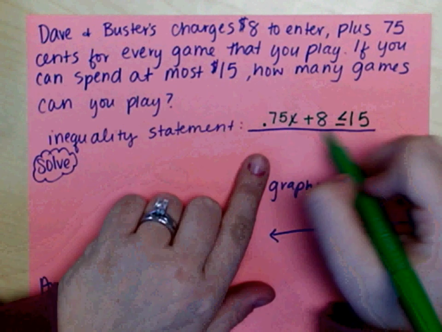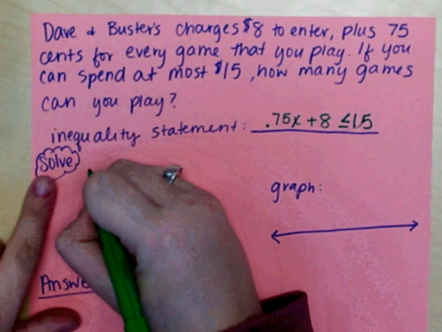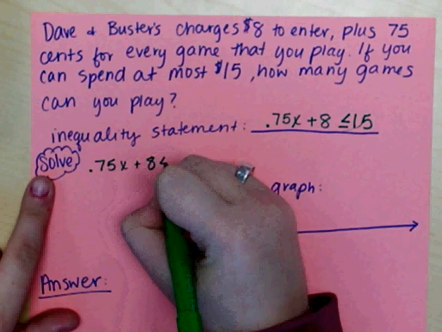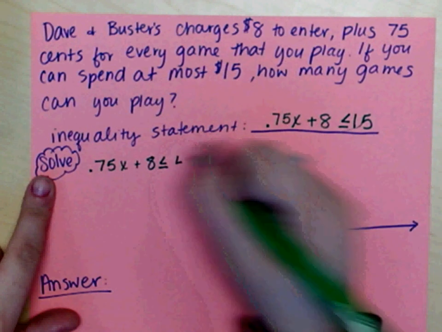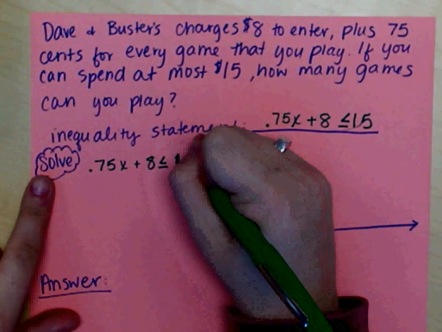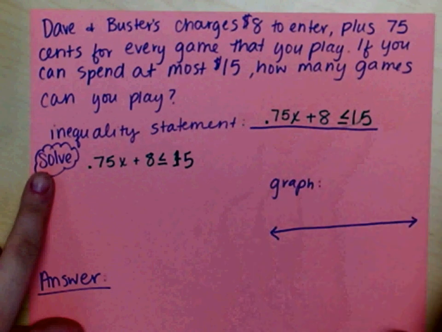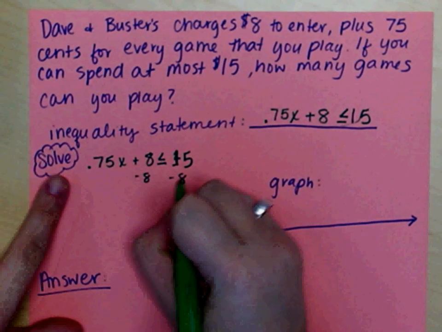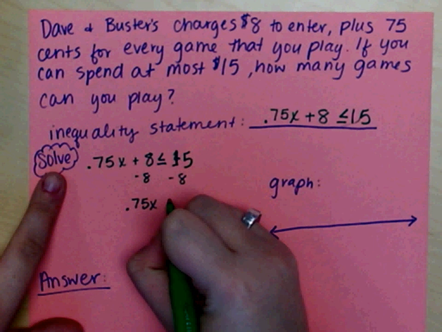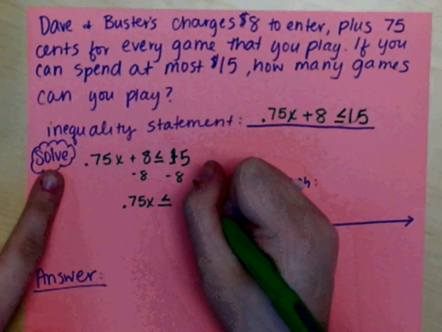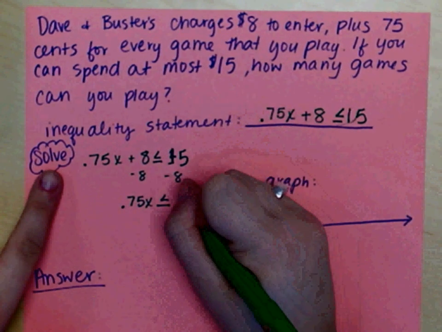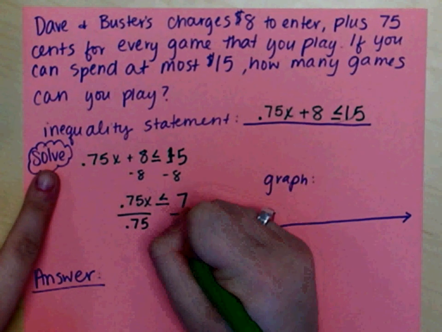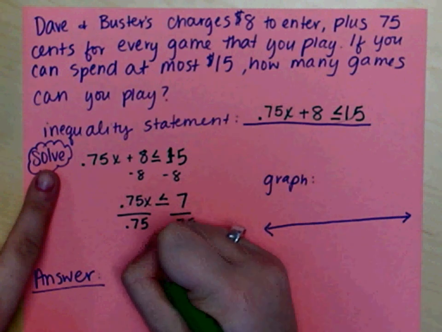So here's my inequality statement. I actually have to solve for it to figure out how many games I can play, which again is representative of x. So I'm going to work backwards here, just like we've been doing. Be very careful with everything, using all the rules and flip just in case, and solve for x. So I'm going to subtract 8 from both sides. I have 0.75x is less than or equal to 15 minus 8 is 7. Then divide by 0.75 on both sides. That's a positive number, so I don't have to flip.